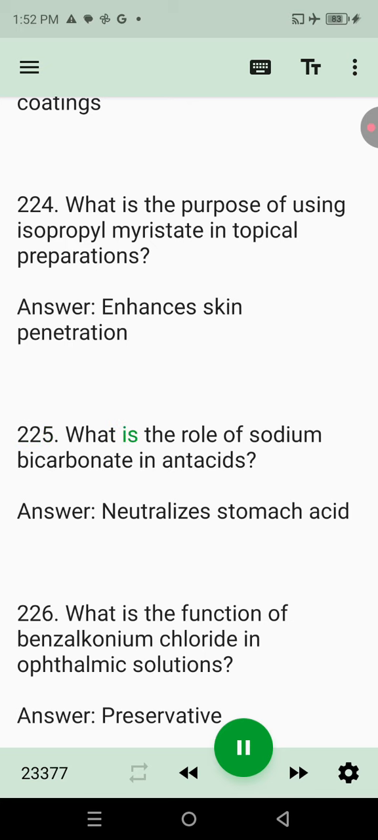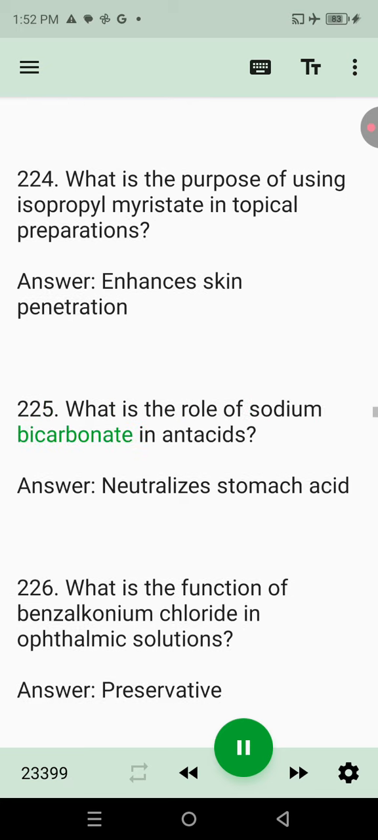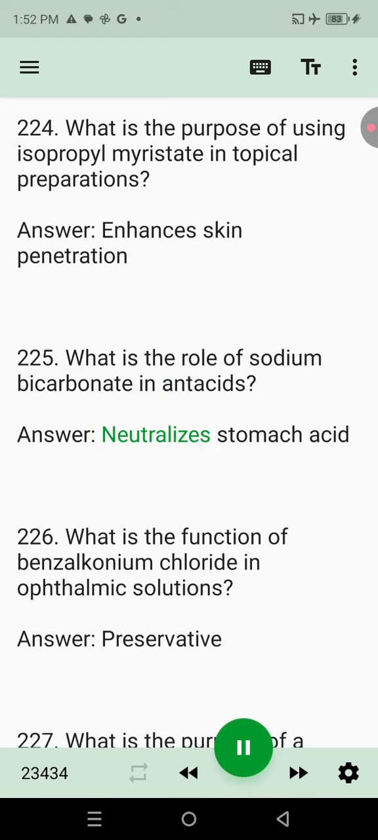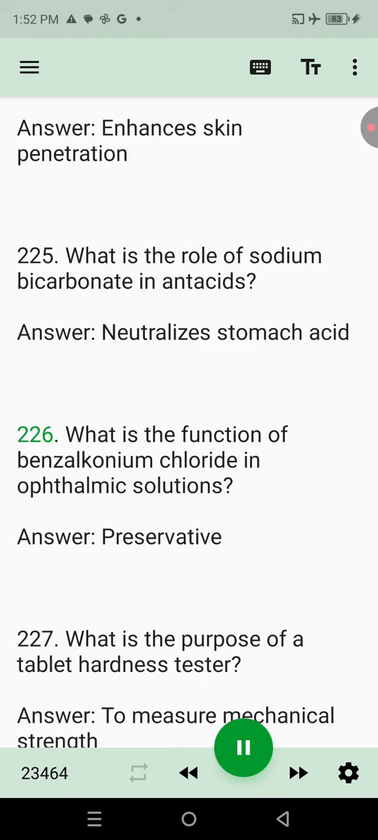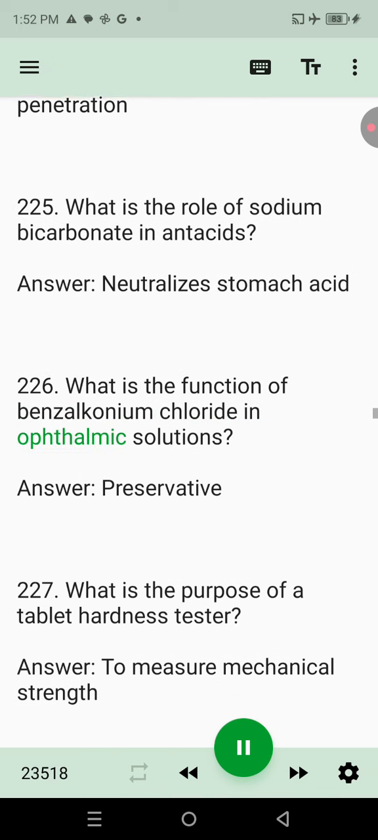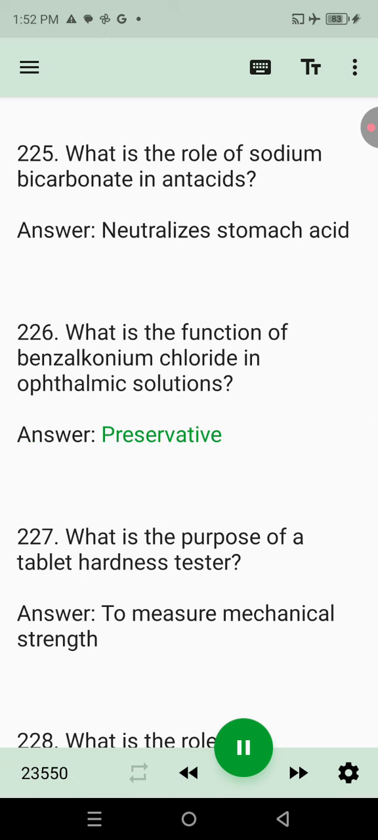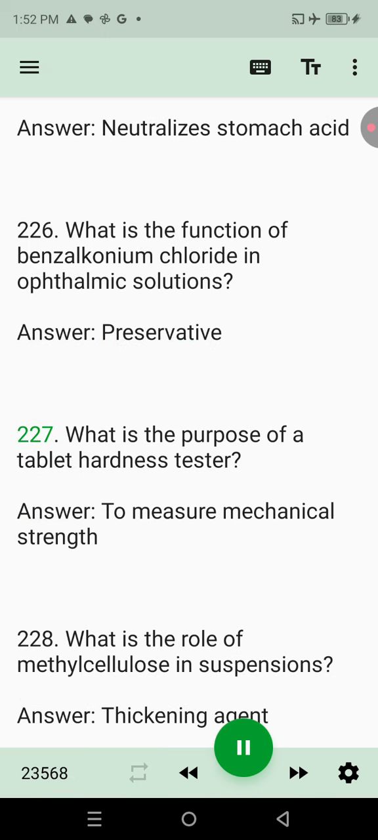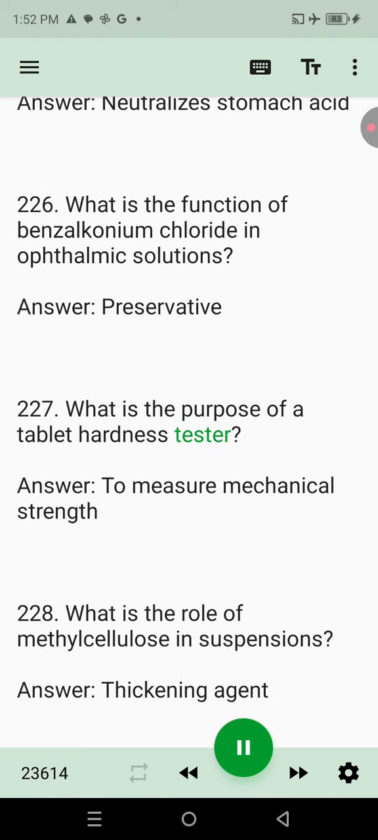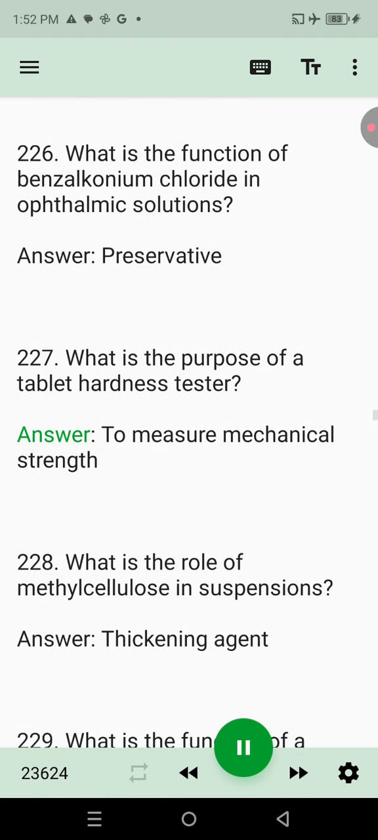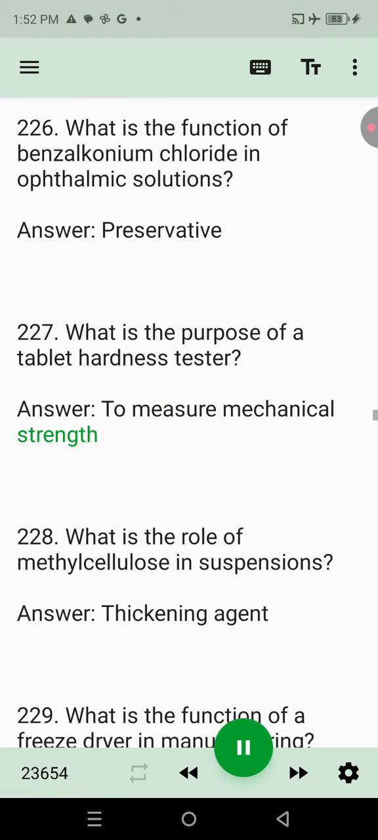225. What is the role of sodium bicarbonate in antacids? Answer: neutralizes stomach acid. 226. What is the function of benzalkonium chloride in ophthalmic solutions? Answer: preservative. 227. What is the purpose of a tablet hardness tester? Answer: to measure mechanical strength.